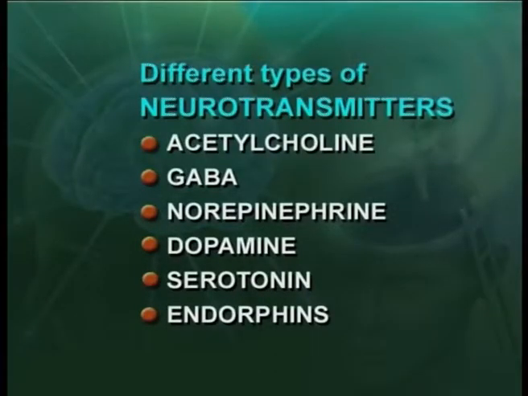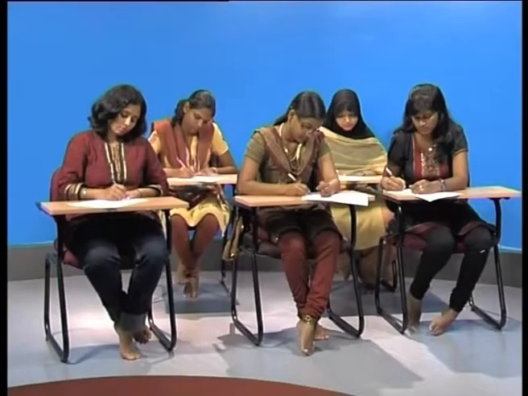Acetylcholine, GABA, norepinephrine, dopamine, serotonin, and endorphins. Of course, there are many more, but we will just see what are the effects of these neurotransmitters which are released into the human body. Now, as I told you, some of them are excitatory and some of them are inhibitory. That means they inhibit behavior or they stimulate behavior.